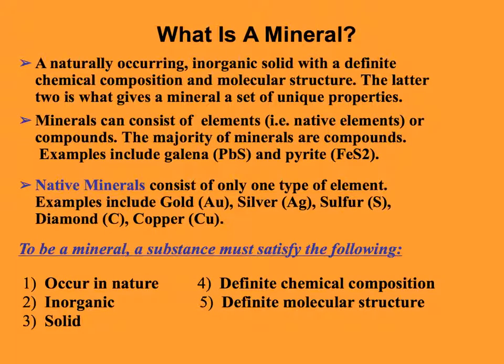What is a mineral? 5 things. A mineral has to be naturally occurring, it has to be inorganic, it has to be solid, it has to have a definite chemical composition and a definite structure. So anytime you're ever asked if something is a mineral or not, always question those 5 criteria that make up a mineral.